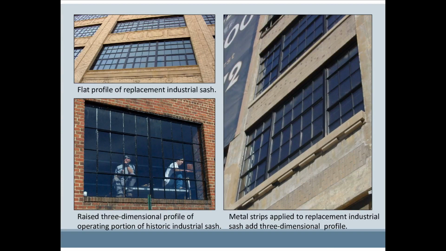The replacement window shown in the upper left approximated much of the historic pattern, but is completely flat without the profile of the historic sash. Right, an inexpensive addition to the muntins on the operating portion of the windows provides a three-dimensional quality that makes them a better match.